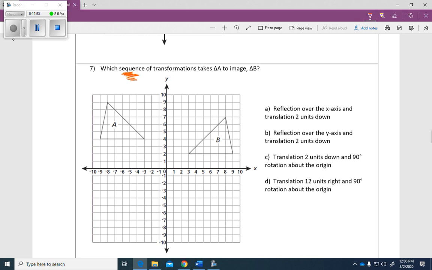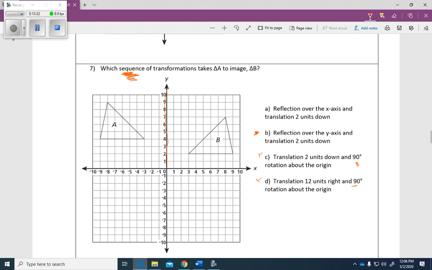So something I'm noticing is probably I can reflect A over the y-axis and then translate it. I'd like to know if that choice is there. Reflect over the y-axis and translate. So maybe it's B. It definitely didn't rotate. It didn't turn. It flipped. It's a reverse image, not a turned image. So I betcha it is B.